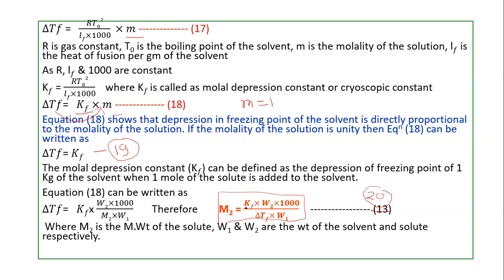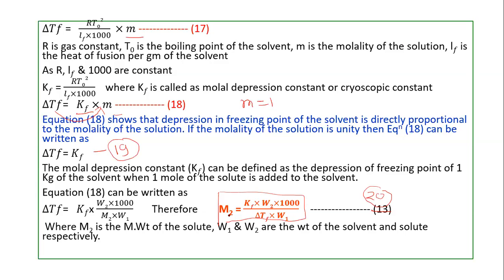Kf is the molar depression constant, W2 is the weight of the solute, delta Tf is the depression in freezing point of the solvent, and W1 is the weight of the solvent. In this way we derive the relation between the depression in freezing point of the solvent and the molecular weight of the solute.